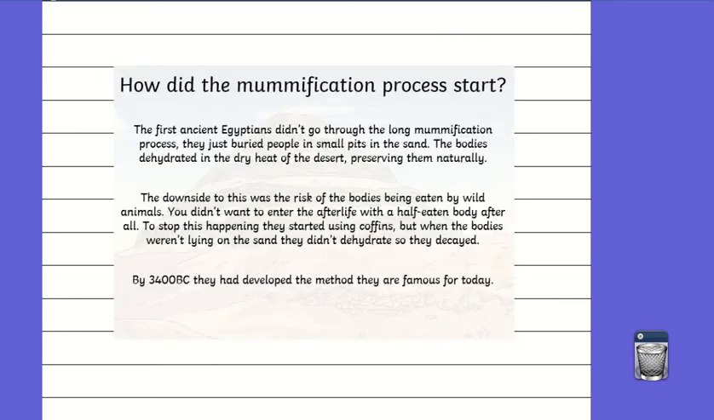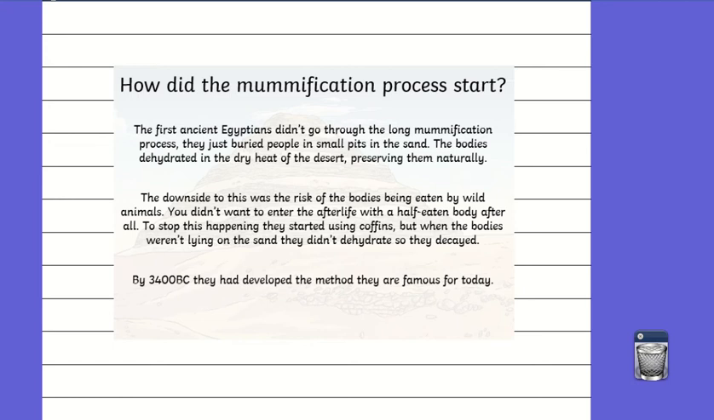So how did it start? So the first ancient Egyptians didn't go through the long process. They just buried people in small pits in the sand. And then the bodies dehydrated in the dry heat of the desert and it preserved them naturally. So that's how they came across it. But the downside to this was the risk of the bodies being eaten by wild animals. You didn't want to enter the afterlife with a half-eaten body after all.